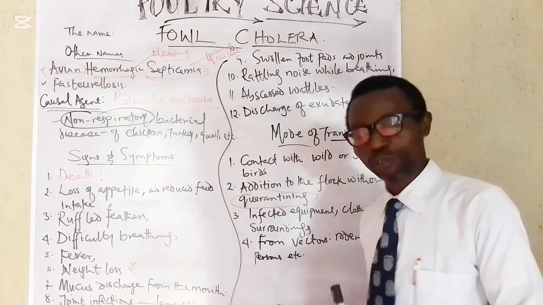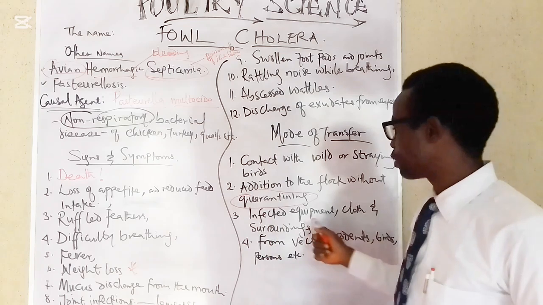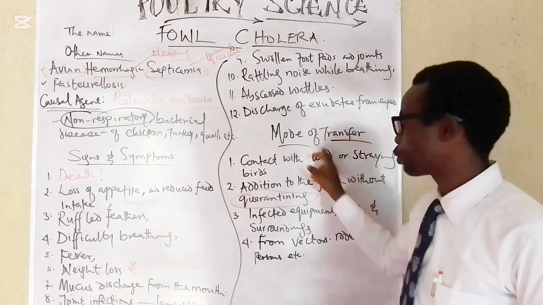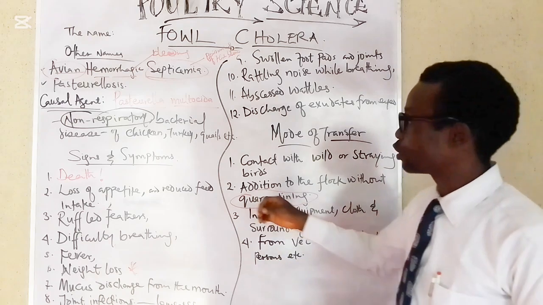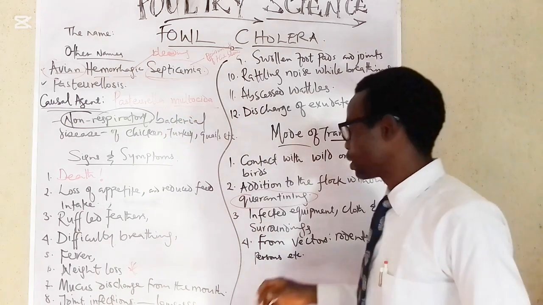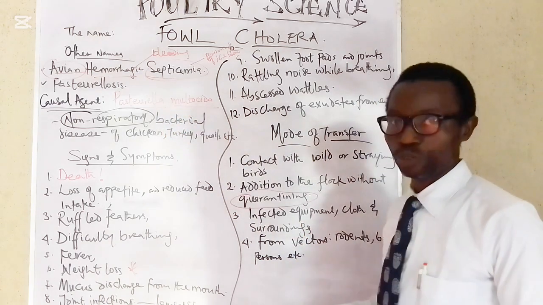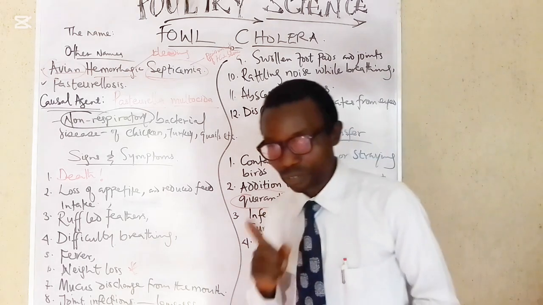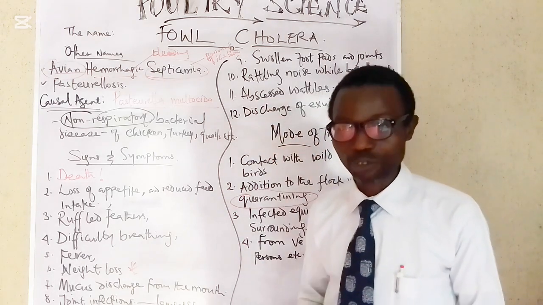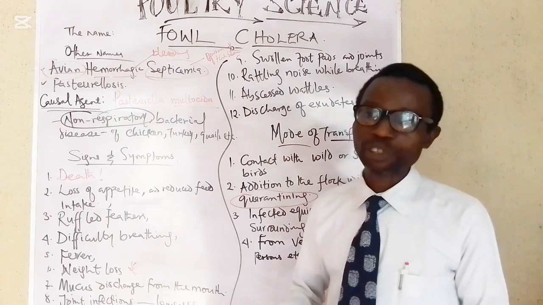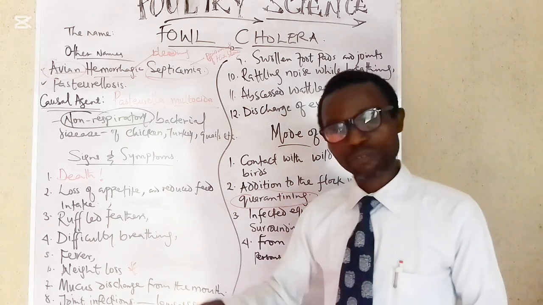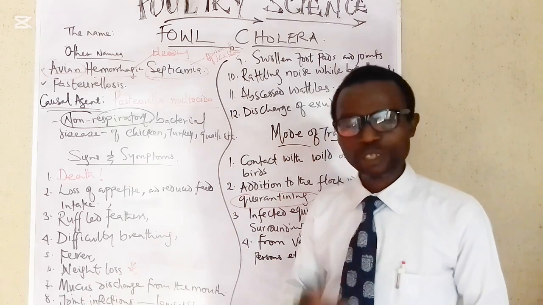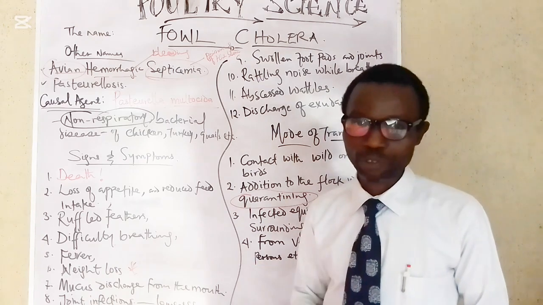Another mode of transfer is infected equipment or clothes. Sometimes the pathogen, this Pasteurella multocida, can be on equipment you use. Please be careful with your farm hands, those people working for you, especially if you have a farm in a farm settlement where you have other farmers doing the same poultry. Please watch and warn those working for you.